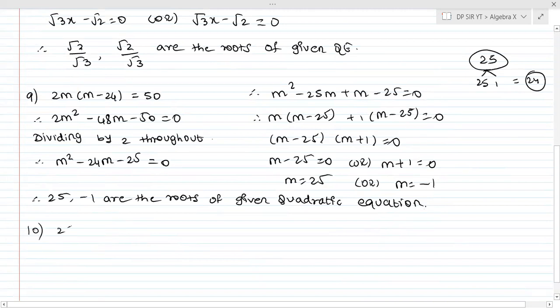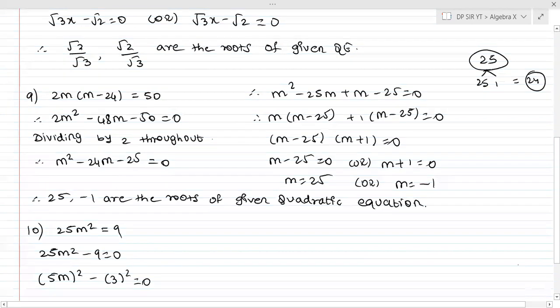Here it is going to be 25m square is equal to 9. Putting it in the standard form, 25m square minus 9 is equal to 0. This is of the form a square minus b square, if you look at it carefully. So here it's going to be 5m whole square minus 3 square is equal to 0.